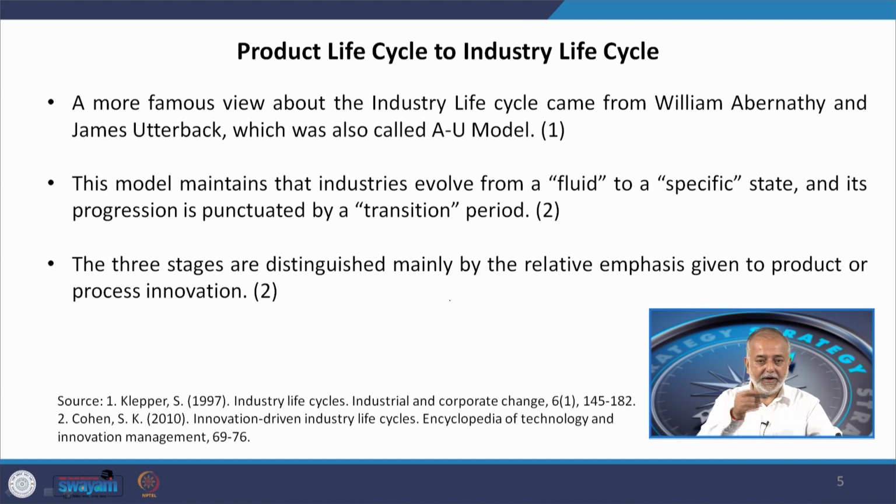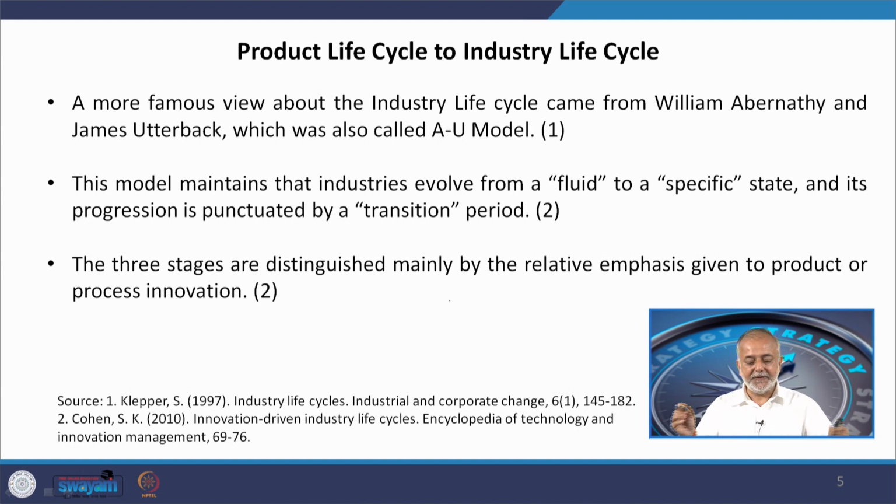The other, Cohen, for example, he talks about this model maintaining that industries evolve from a fluid to a specific state. Now, he adds to this, because Kepler talks about this in 1997 and Cohen talks about this in 2010. So, he says that this life cycle model maintains that industries evolve from a fluid to a specific state. That is also an important observation should I say. So, the specific state and its progression is punctuated by a transition period. If you look into the expressions of others whom we have discussed, the great authors, and with reference to Cohen's description, fluidity to specificity, then you would realize that again a cyclicity is there.